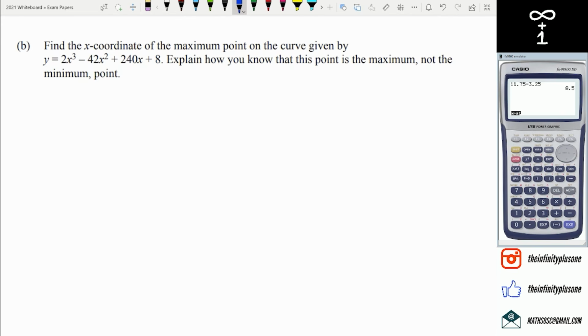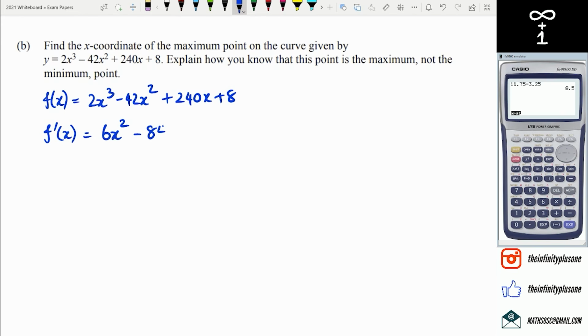Okay, so the first step is we're going to differentiate this function. So I'm going to write down f of x again. f of x is equal to 2x cubed minus 42x squared plus 240x plus 8. If I differentiate it, I'm going to get, no, I don't. Wow. 6x squared minus 84x plus 240.